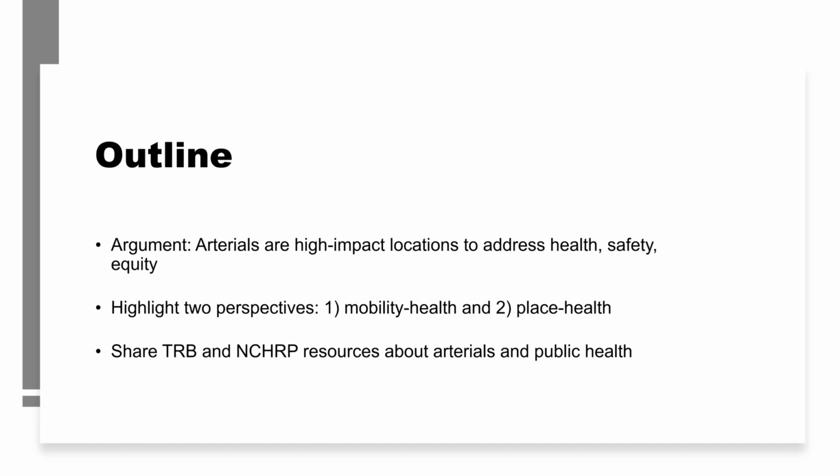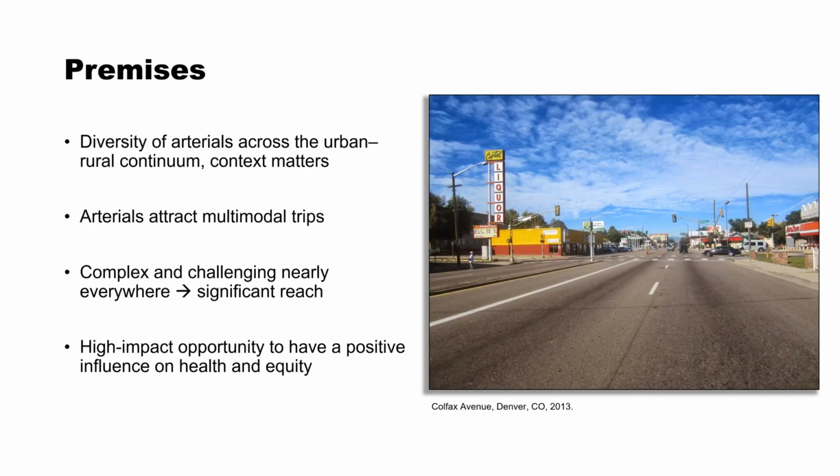And I'll also highlight two takes on this question. One of them revolves around questions of mobility, and the other revolves around questions of place, which may sometimes be in conflict with each other, but not 100% of the time. And at the end of the talk, I'll share two resources from TRB and NCHRP specifically about health and arterials and about working with health in transportation.